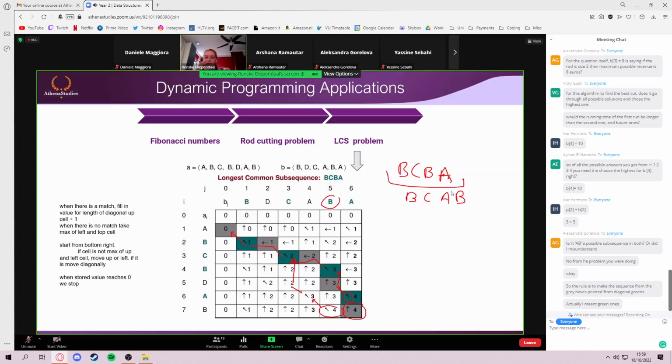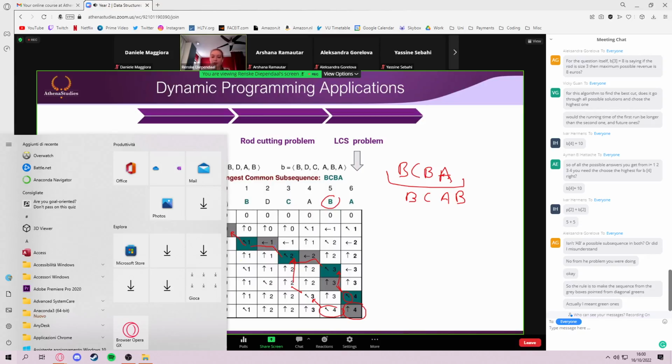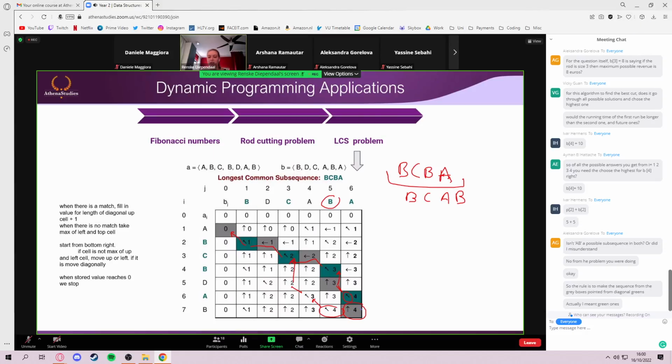Question. Okay, so the rule is to make the sequence from the gray boxes pointed from diagonal greens. Yeah, so you just follow the diagonal arrows basically. So you try to find the highest value that you see somewhere over here usually, because all these numbers denote the length of the subsequence that you found. So find a long one, and you just follow the entire path up to 0. And every time you see a diagonal arrow, you just match it with whatever letters on the top. And that's part of your subsequence.